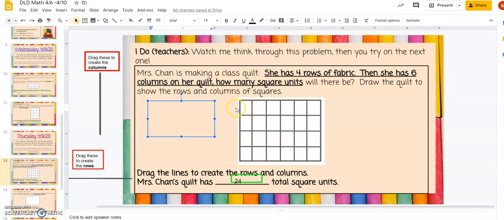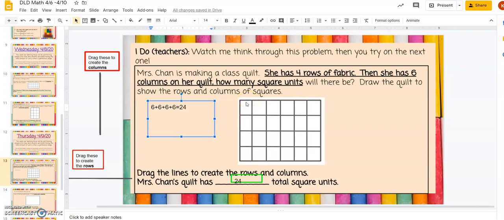So here's what I'm going to do. I know that this is 6, and I'm going to practice my vocabulary word repeated addition. Plus, well, if this is 6, this is also 6, plus 6 plus 6. And I know that the total of that is going to be 24. So you can add it up that way.